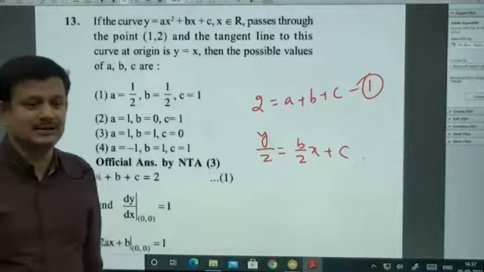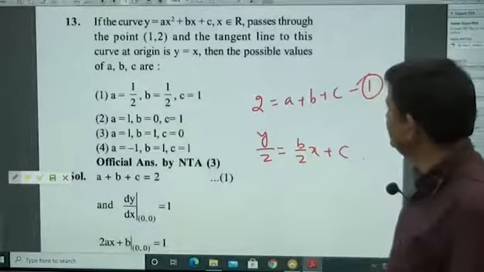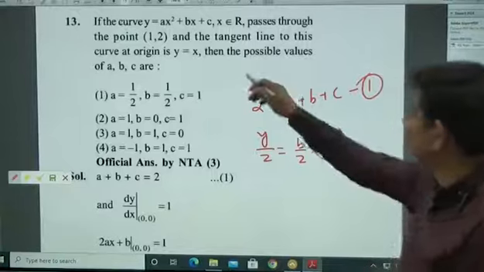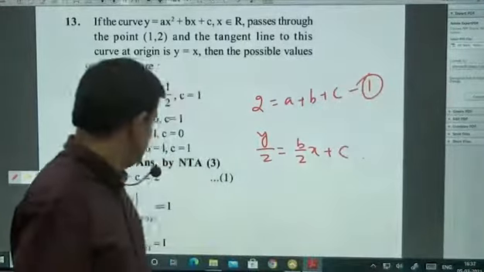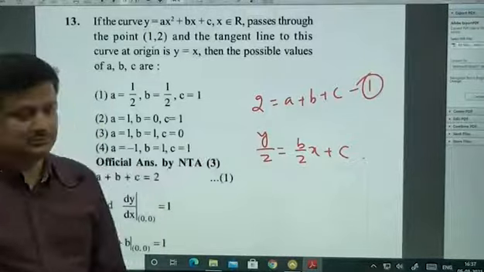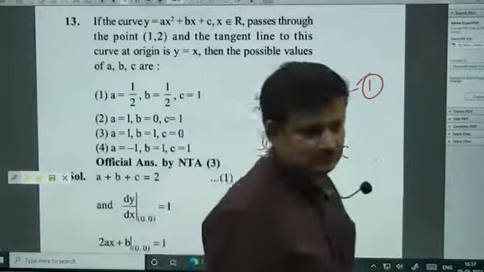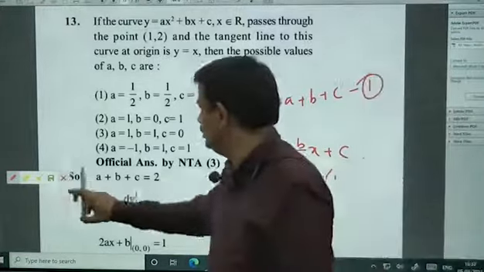Once you have the tangent equation, nothing to do. Okay. Tangent, what it says is y is equal to x. That means there is no constant term. C is 0. And b equal to 1. Substitute, you will get a. That's the answer. Okay. So not a big deal at all.